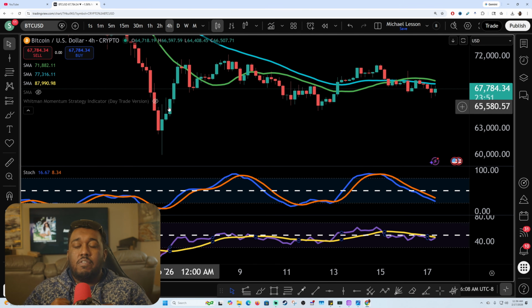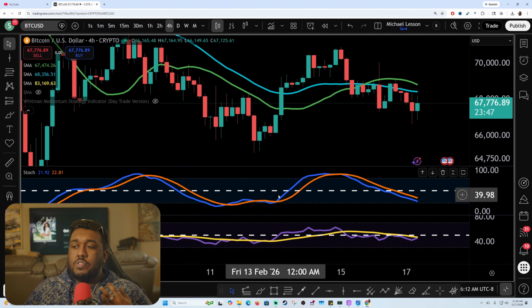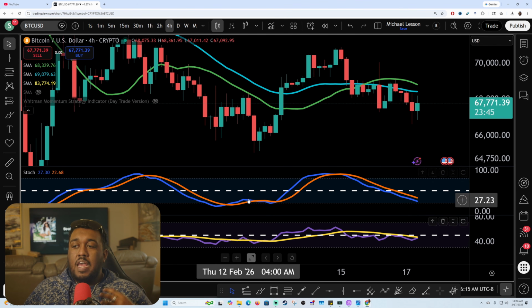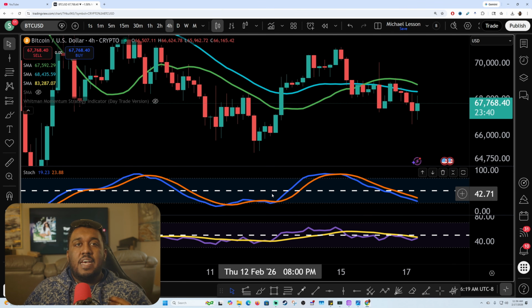Let me explain it in very easy terms. When you have a bullish crossover on both the stochastic and the RSI, and at least one of them is happening below their own 50 line, that is your go ahead to start day trading.